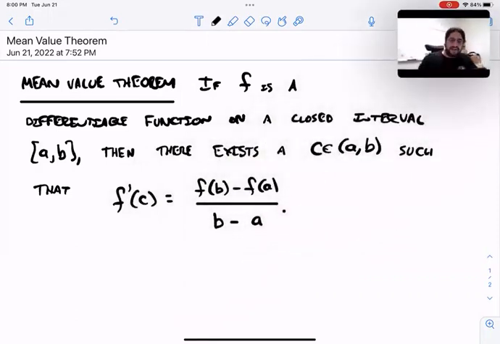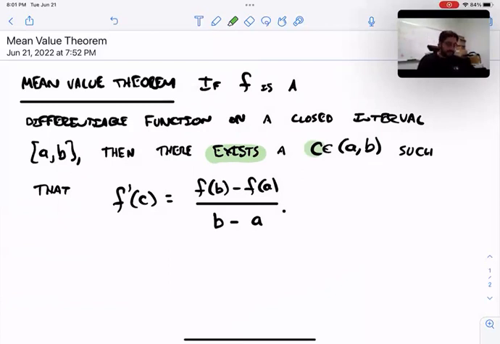Okay, so today I want to talk about the mean value theorem. It's another existence theorem in calculus 1. If you notice, it doesn't really give you a formula for the c that it's promising here. But it tells you that something exists. It's a promise that something exists.